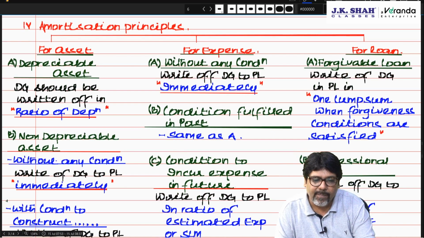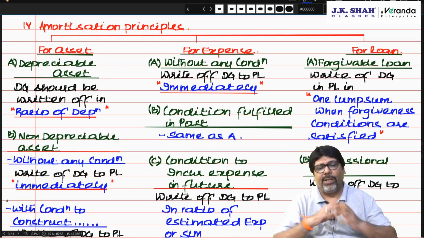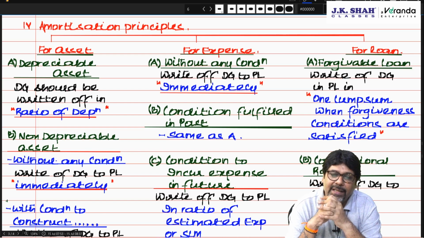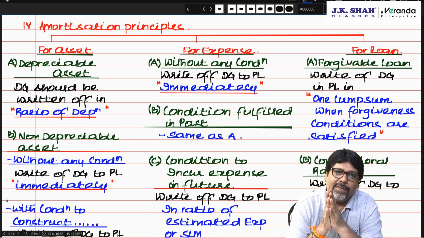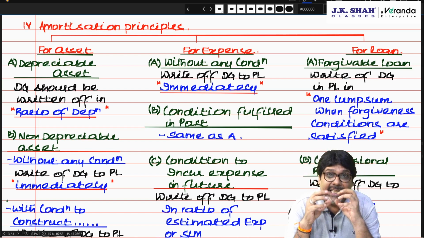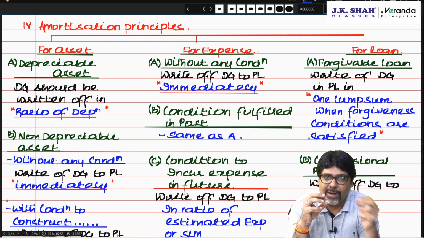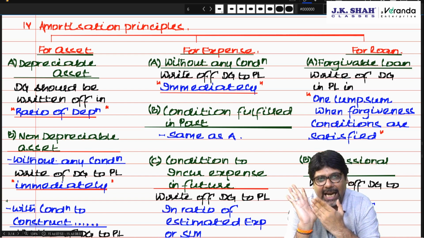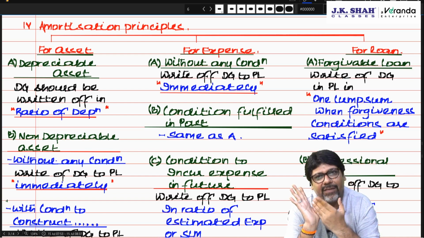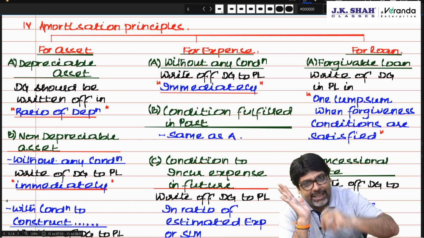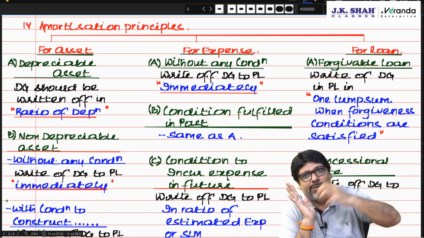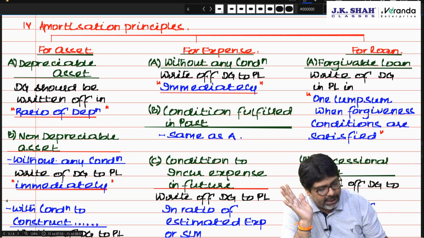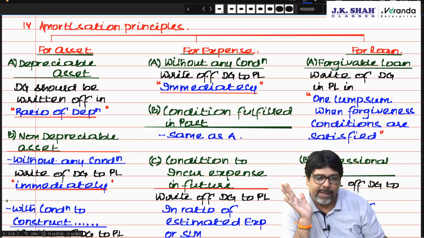Correct? Now, you have received cash. Cash you have received for an asset. Then DG should be amortized or should be written off in P&L. You have received cash for an asset, or other cash for a depreciable asset. Then DG should be amortized in P&L or written off in P&L over the years in the ratio of depreciation. DG should be written off in the ratio of depreciation.